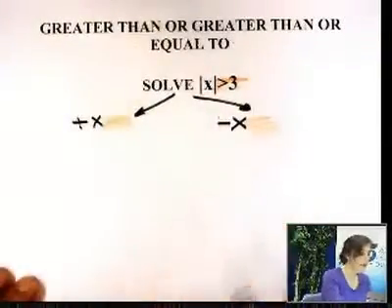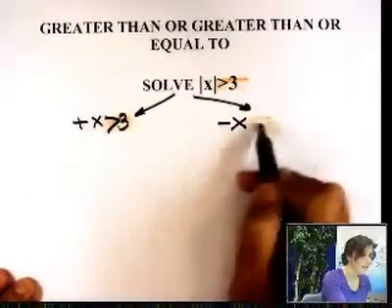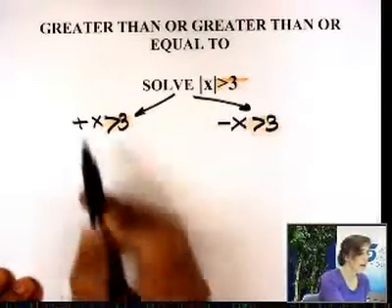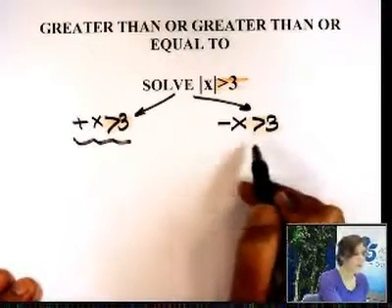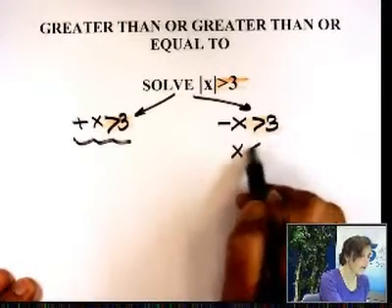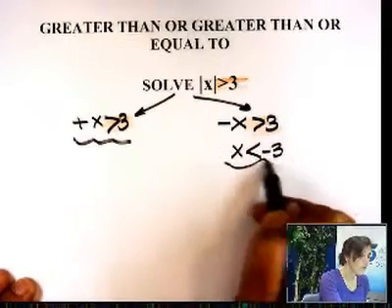You have x greater than 3. Work it out. I end up with x greater than 3. Divide both sides by -1. That's going to switch. Now look what I have.